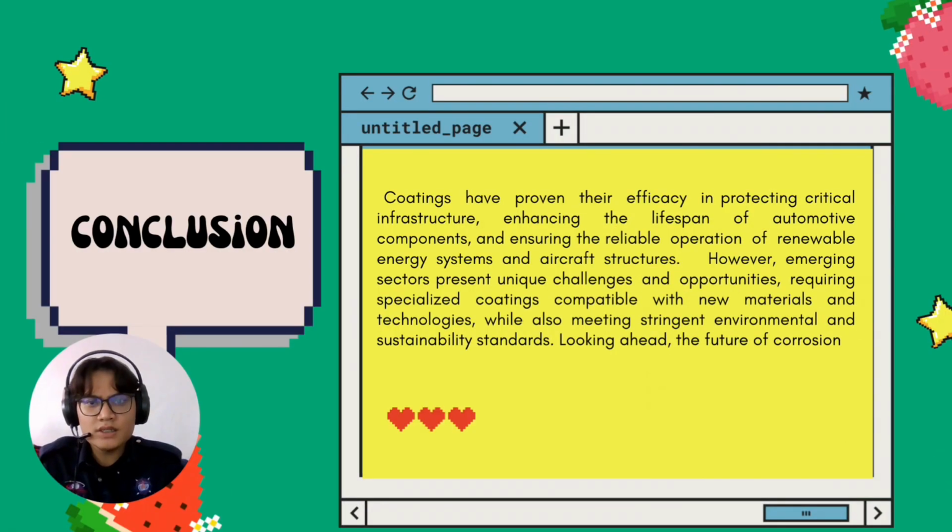In conclusion, coatings have proven their efficacy in protecting critical infrastructure, enhancing the lifespan of automotive components, and ensuring the reliable operation of renewable energy systems and aircraft structures. However, emerging sectors present unique challenges and opportunities, requiring specialized coating compatible with new materials and technologies, while also meeting stringent environmental and sustainability standards. Looking ahead to the future of corrosion.